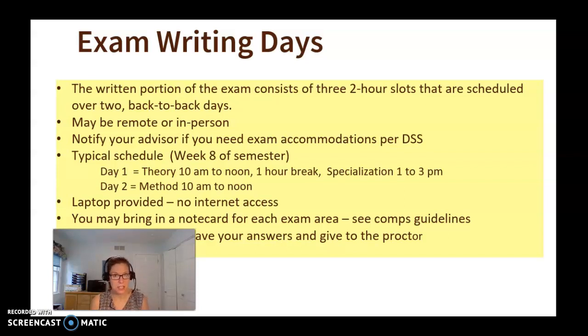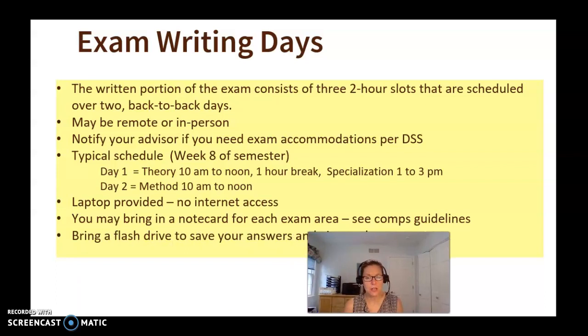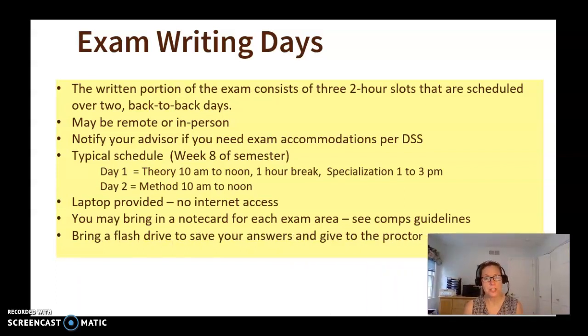Often it's the Clifford Center or the Doran Conference Room. This laptop will have no internet access, and it is a MacBook Air, just to give you a heads up if you're used to a PC format. You may bring a flash drive or a note card for your citations.